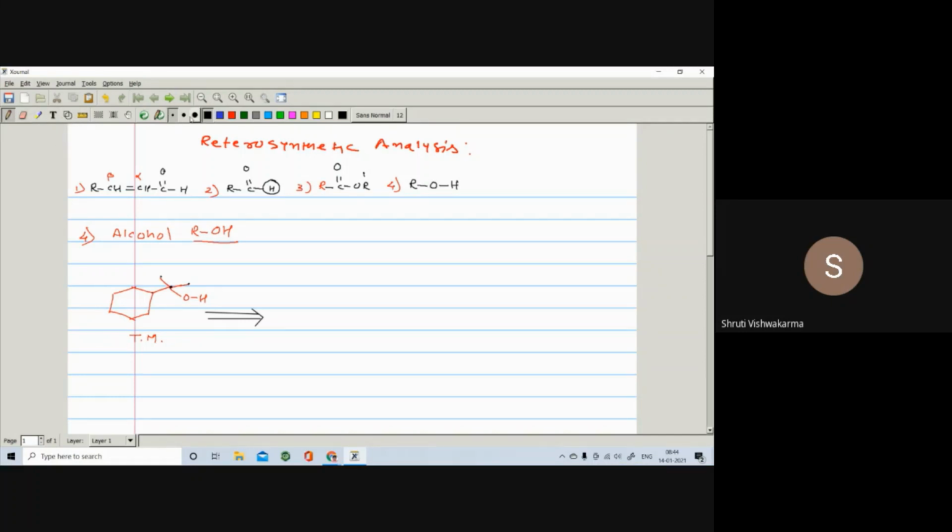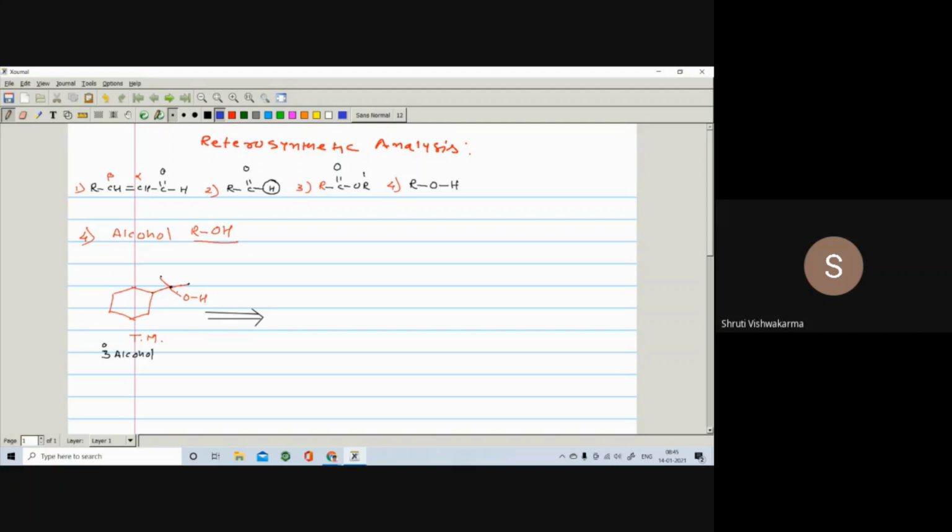We have to write down the disconnection of the tertiary alcohol. The tertiary alcohol can undergo disconnection by three ways, but two of them are the same, so we can carry out disconnection by two ways. Here we have CH3, and here also you can write the CH3. Let us see the disconnection.